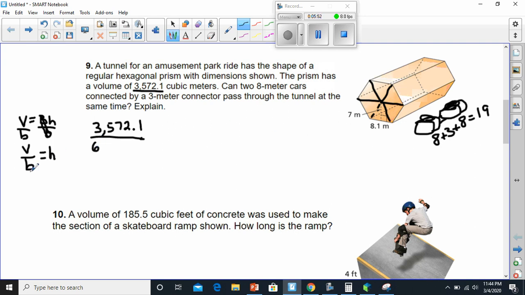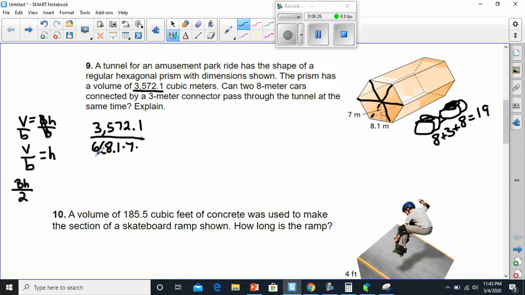I know a triangle's formula is base times height divided by 2. So the base of this triangle is 8.1. So we're going to have to multiply all this times 8.1. And we're going to have to multiply that to 7. That's the height. And then we have to remember to multiply that to 1/2, because it's base times height divided by 2.